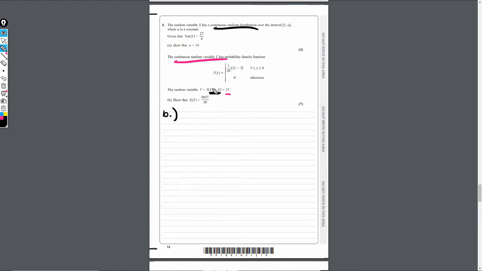If I work out the mean first, that would just be E of x. Well, what would that be? The formula for E of x is just going to be a plus b divided by 2.